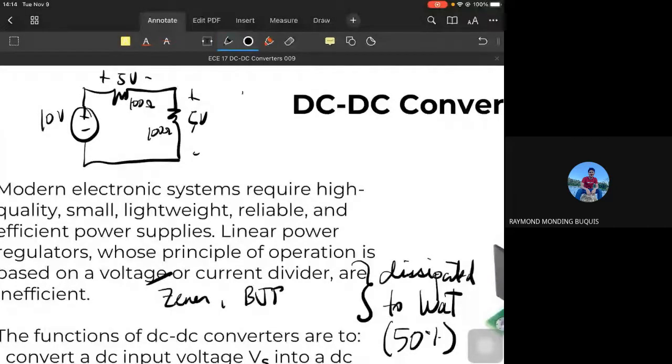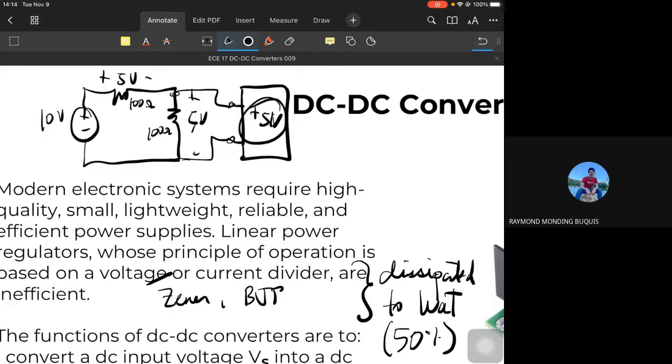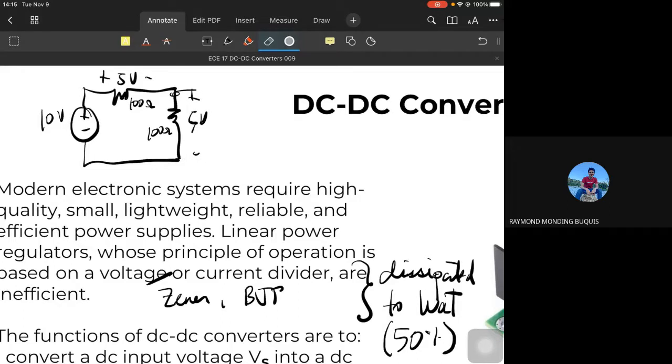So what if the requirement of our next circuit is 5 volts? Now we could do this. We could connect a voltage divider circuit directly to our next circuit. But again, 50% of the power is already lost to heat, dissipated by the resistors. So the lost current that we could have used in our next circuit is wasted, it cannot be used. It is lost to heat. So there are other ways, and one of them is to use DC to DC converters.